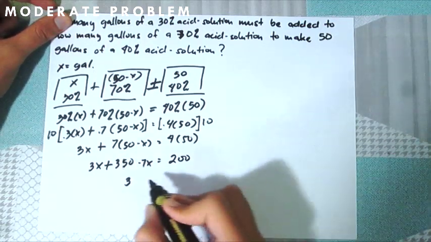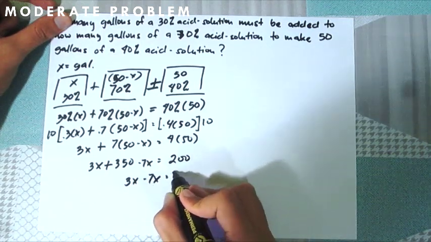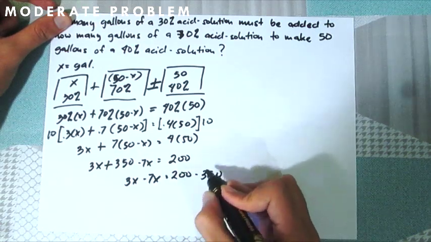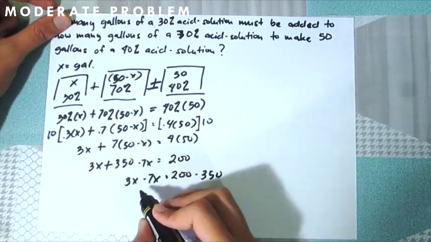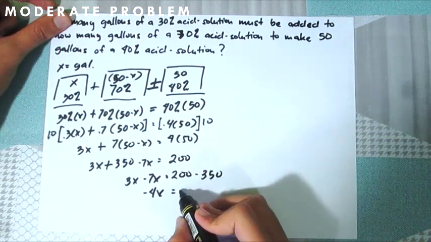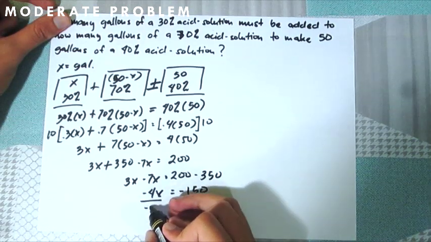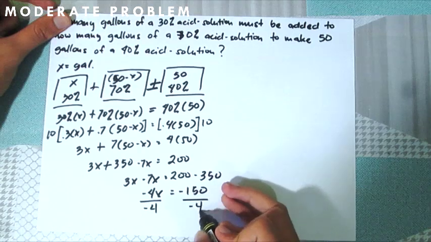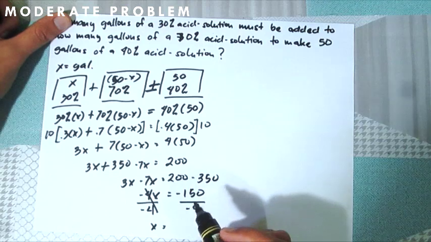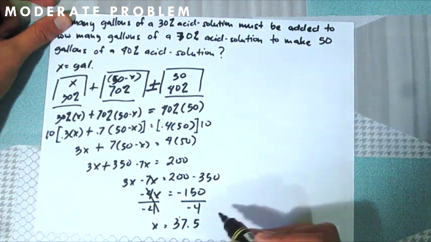We need to put positive 350 to the other side, so it becomes negative 350. So 3x minus 7x is negative 4x equals 200 minus 350, which is negative 150. Divide both sides by negative 4, so we will be left with x equals negative 150 divided by negative 4, which is 37.5.